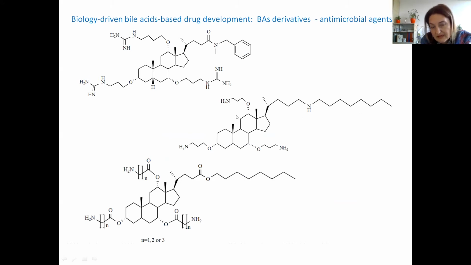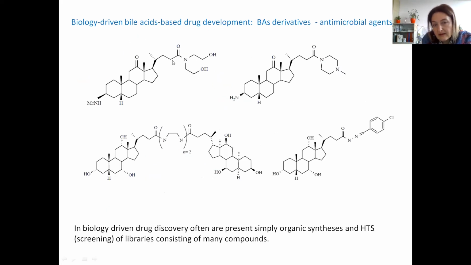So in biology-driven, bile acid-based drug development, many compounds are synthesized. Among them, many are very active. Many antimicrobial agents and anti-cancer agents have been found, and antimicrobial agents usually have quite simple synthetic procedures. Many amines or amides, many compounds with nitrogen-containing scaffolds are very effective, and many of them were synthesized over decades. There are many compounds, really many. Here are only a couple of examples. So in biology-driven drug development, simple organic synthesis and high-throughput screening of libraries consisting of many compounds are often present.